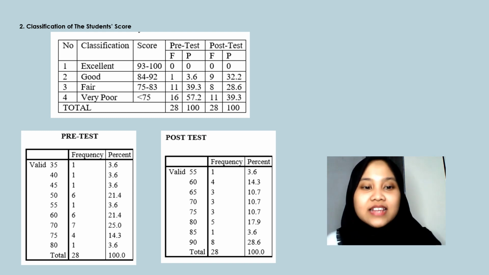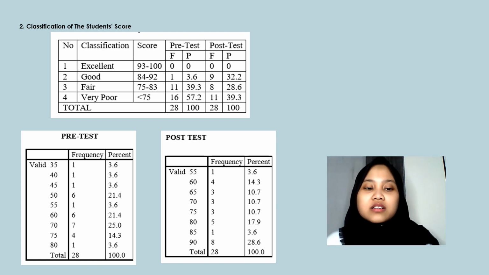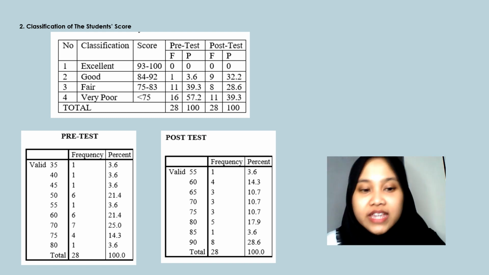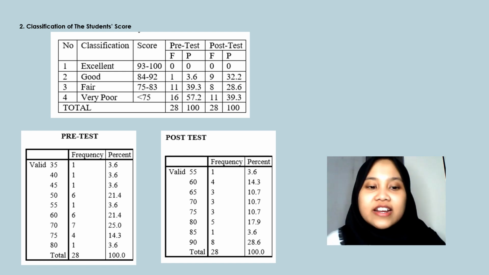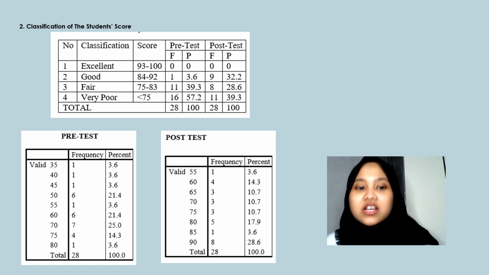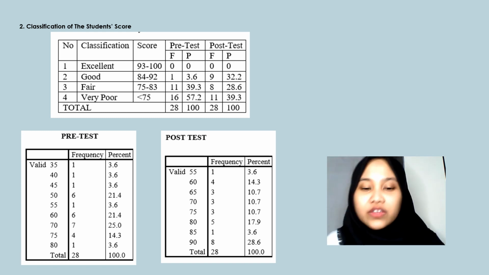We can see the pre-test and post-test, students who got 35, and who got 56. And in the post-test, there is a decrease in students who got 35. Now the minimum score is 55. There is one student who got 55, and the maximum score is 90.